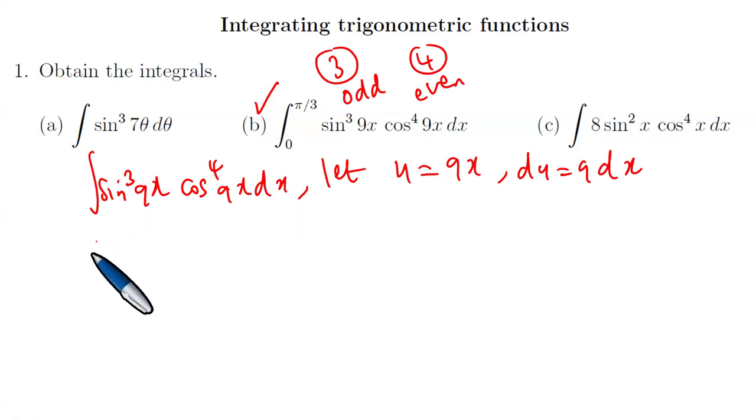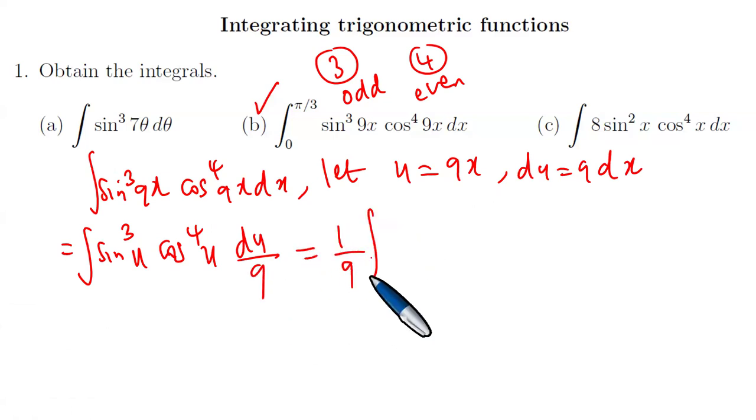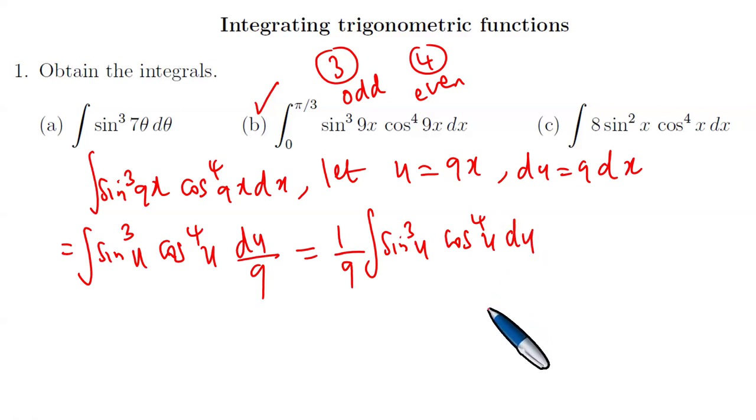So now at this point, we are able to achieve the sine cubed. What is 9x? It's u. So you put u. Cosine to the fourth power u. dx is du out of 9, 1 out of 9. So cosine to the fourth, like so. Right, so now this is what we have.